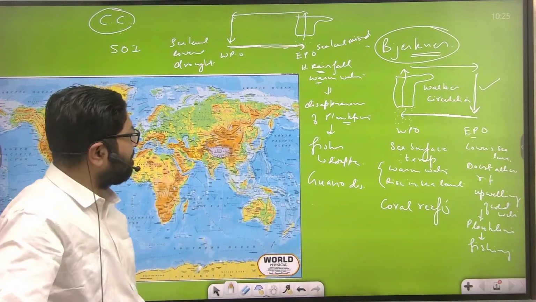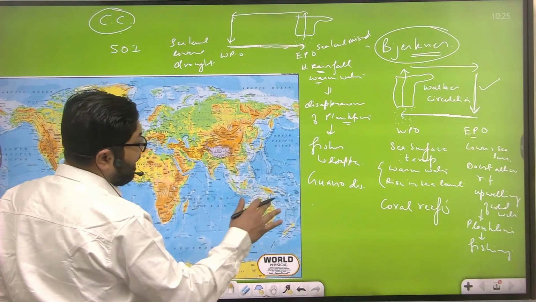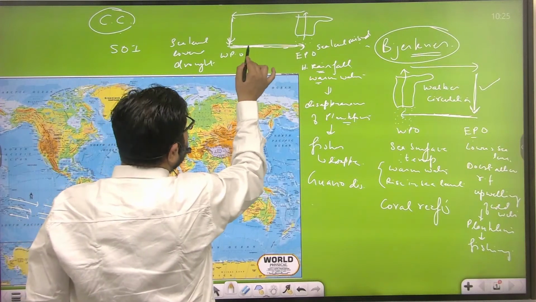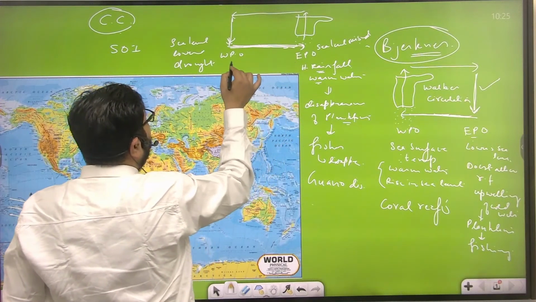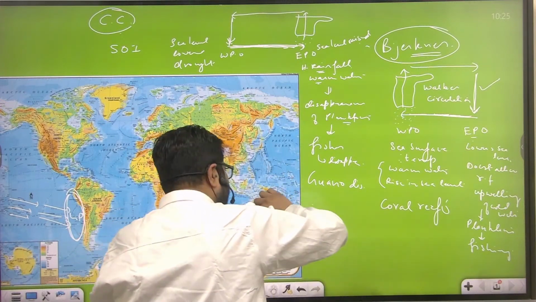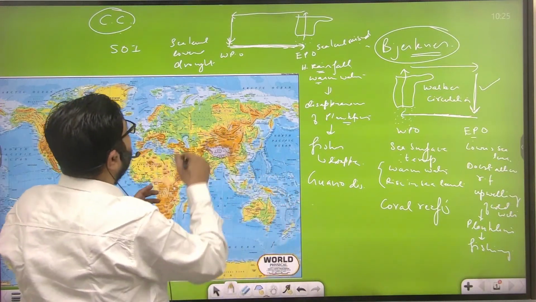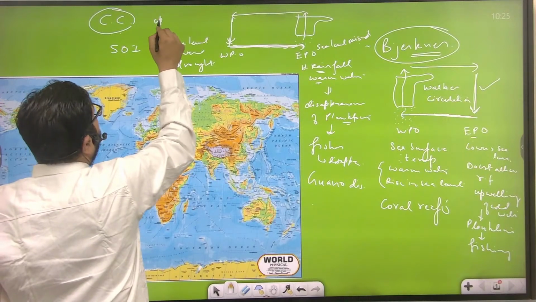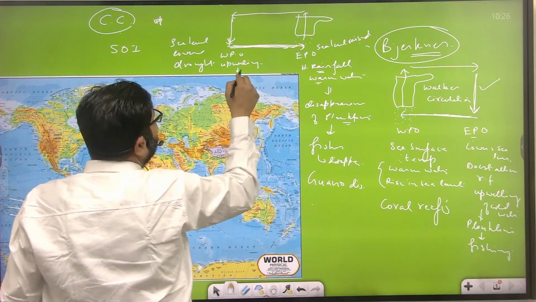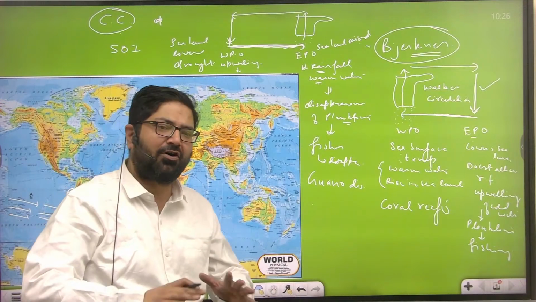Intense evaporation, drought-like condition, and apart from lowering in sea level, the surface winds which blow eastward drag away the warm surface water, and as they drag away the warm surface water, cold water upwells from below. Here upwelling of cold water takes place, and along with lowering of sea level, this leads to coral bleaching on a large scale.